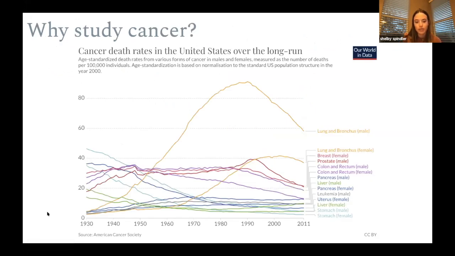Why is this a problem? It's been shown that about half of all Americans are going to develop cancer in a lifetime. I'm sure every single one of you in the audience knows at least one person who's been affected by cancer. And the treatment outcomes are not really improving.